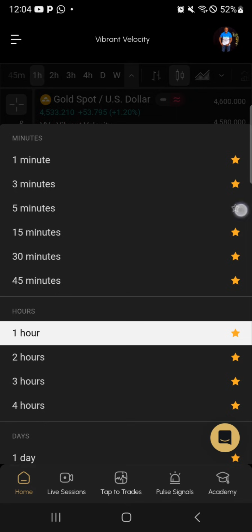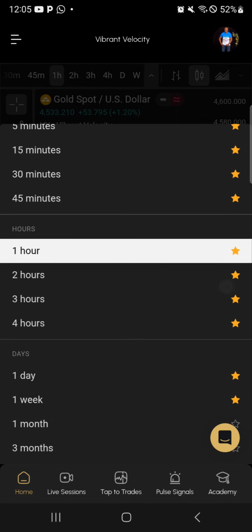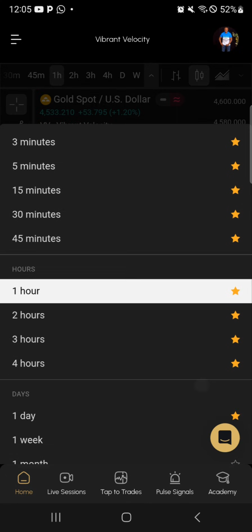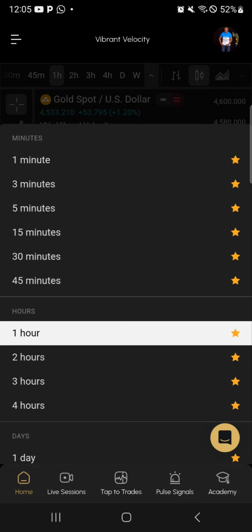Okay, you can click on those stars to add them to your favorite time frames. So by the time you add your time frames, these are the most important ones you need to add. You need to add the 3-minute time frame, 5-minute time frame, 30-minute time frame, and 1 hour time frame. Once again, 3 minutes, 5 minutes, 30 minutes, and 1 hour time frame.